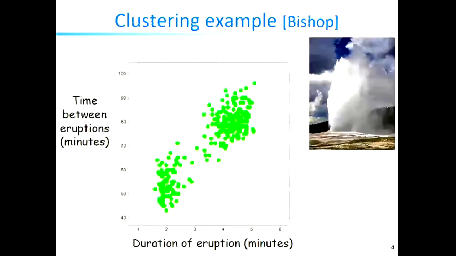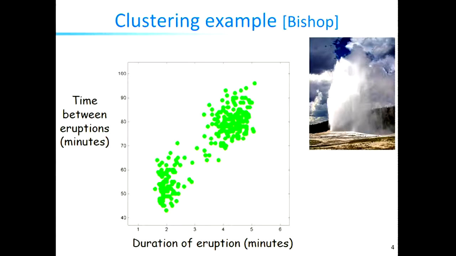We'll talk a bit more about that. Okay, so here's a simple kind of clustering problem, right? A very concrete two-dimensional data set. This picture here is a famous geyser in Yellowstone National Park, Old Faithful.